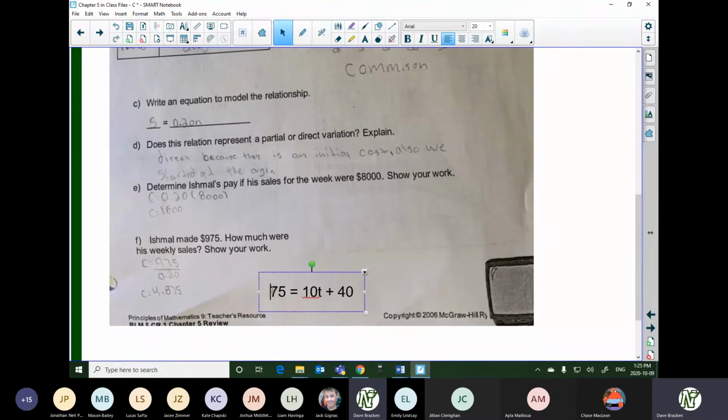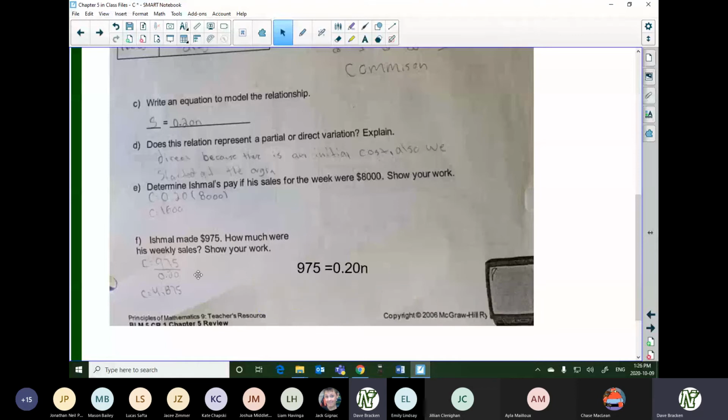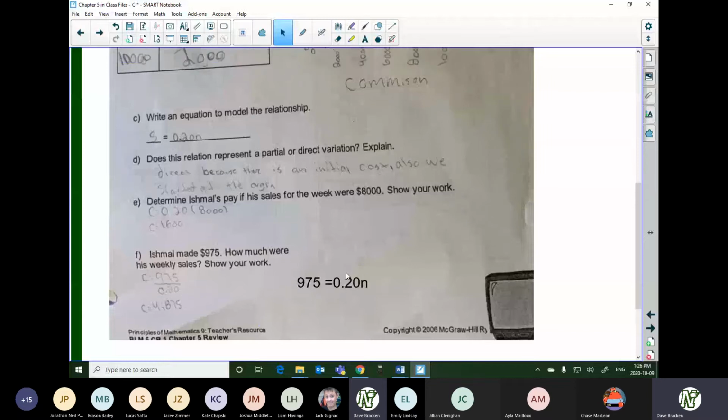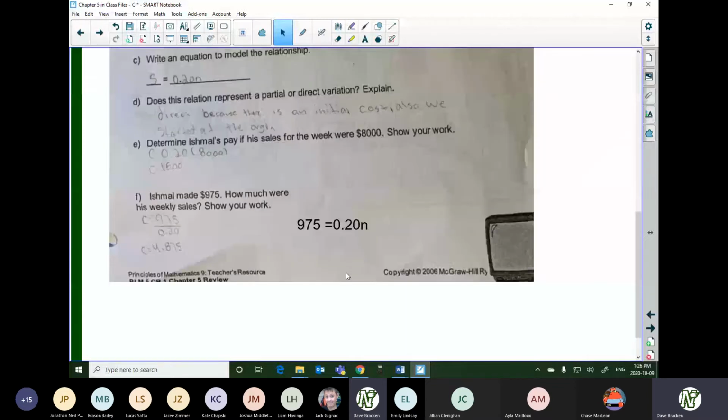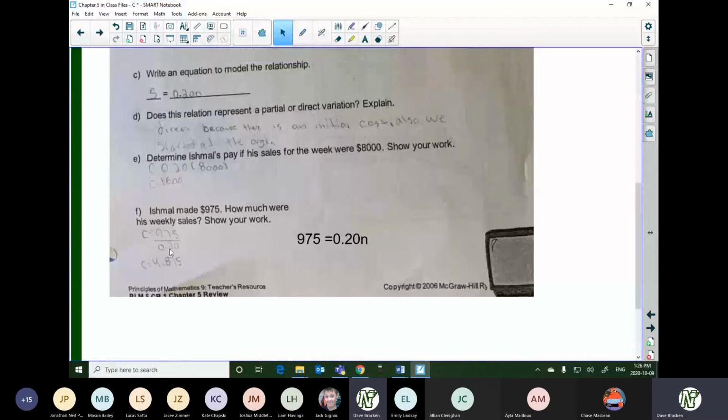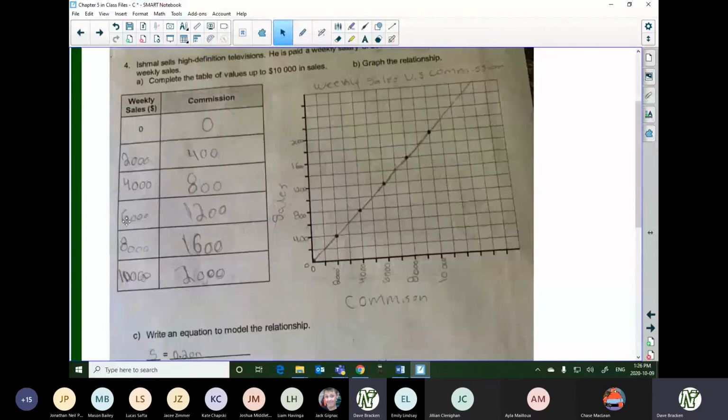So 975 is equal to 0.20 n, and then we don't need the rest. And you can just solve this equation, divide by decimal 0.2, and you get almost $5,000. Okay? Any problems there? That makes sense to me, because if you're going to get paid $975 and it's almost $5,000 that you sold, you see how that 5,000 is almost between here, and that 975 is between here? Makes sense to me.